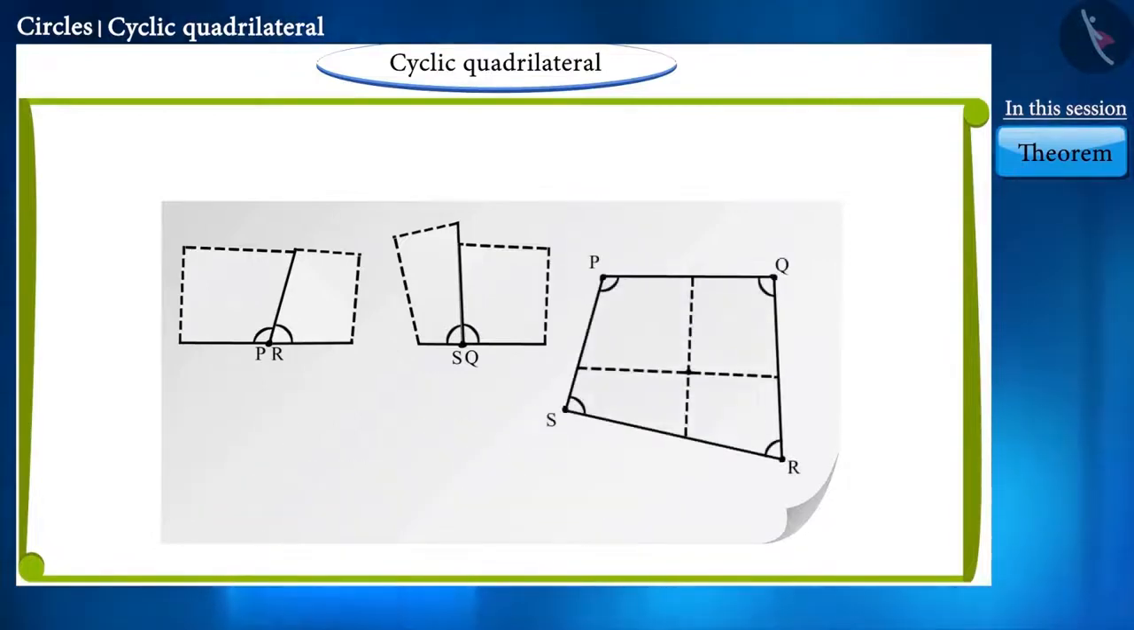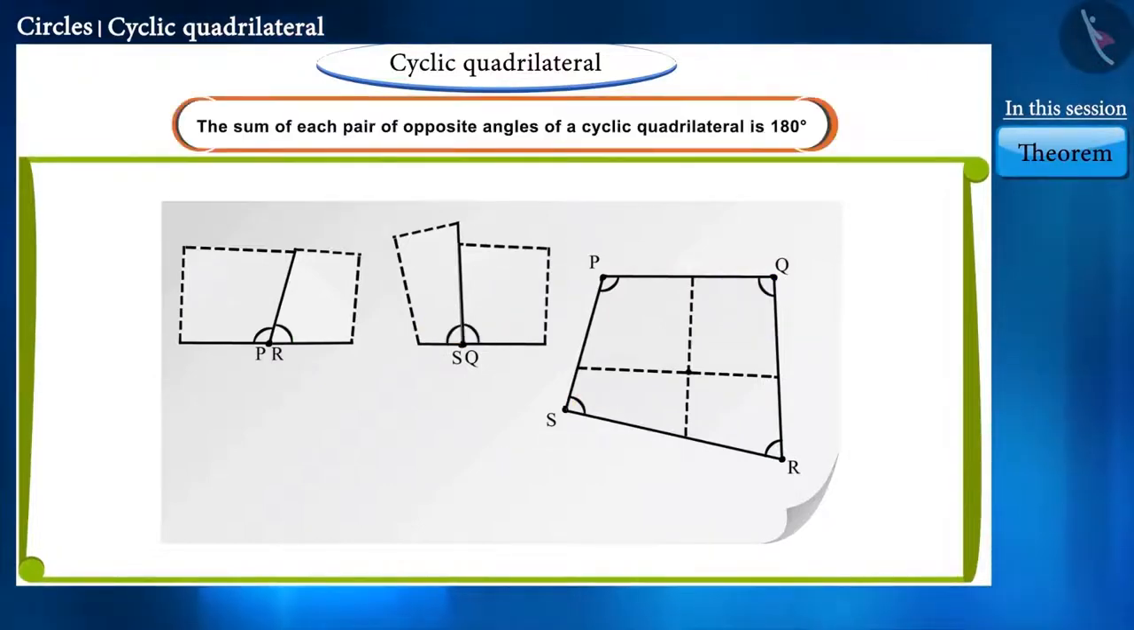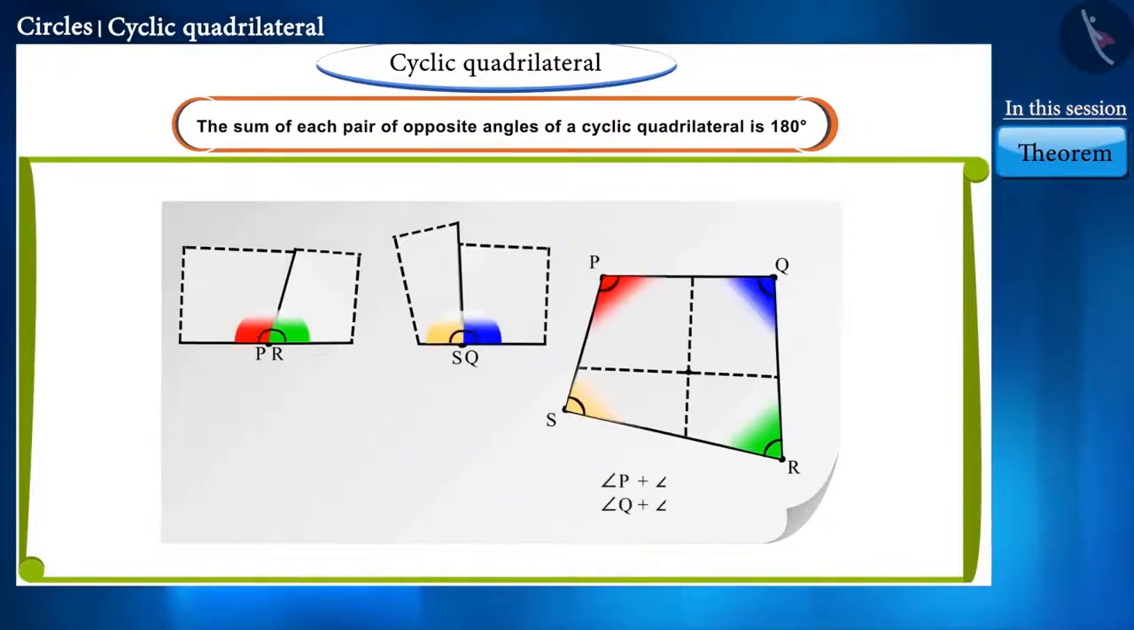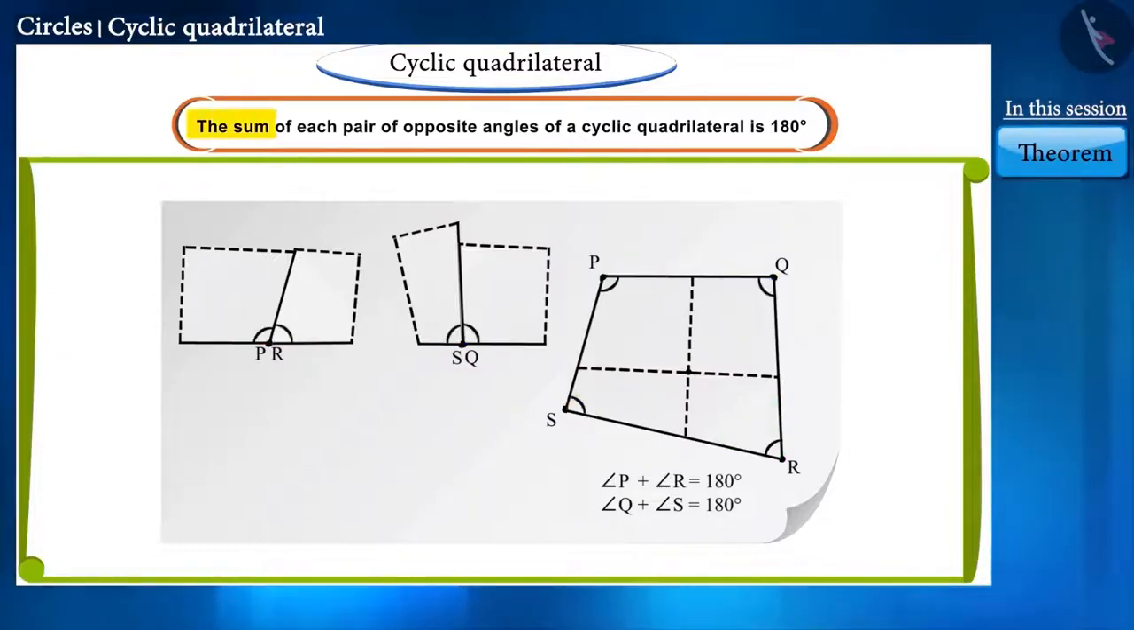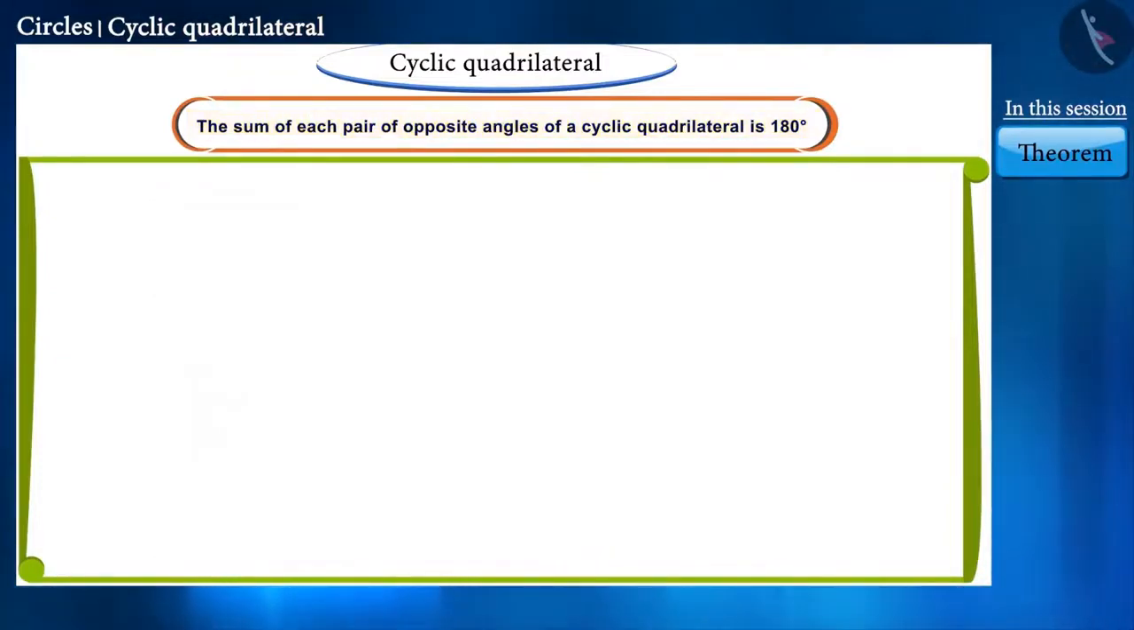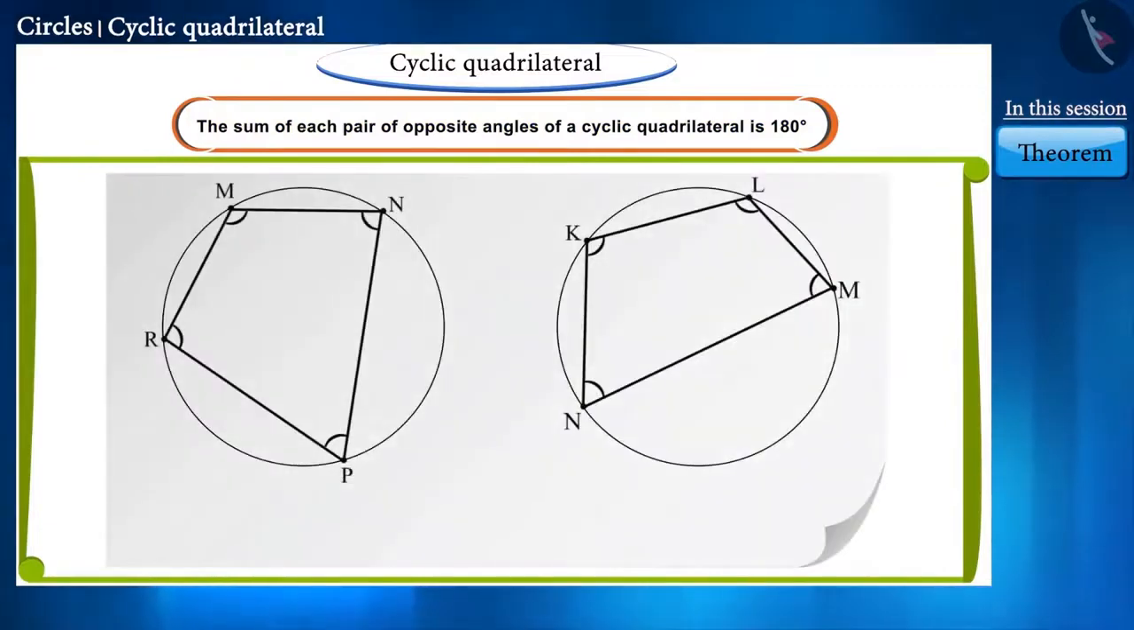And you can see that in quadrilateral PQRS, angle P and angle R are opposite angles, and also are the angles Q and S. So would it be correct to say that the sum of each pair of opposite angles of a cyclic quadrilateral is 180 degrees? Yes, friends, this statement will be correct. You can repeat this activity with more cyclic quadrilaterals.